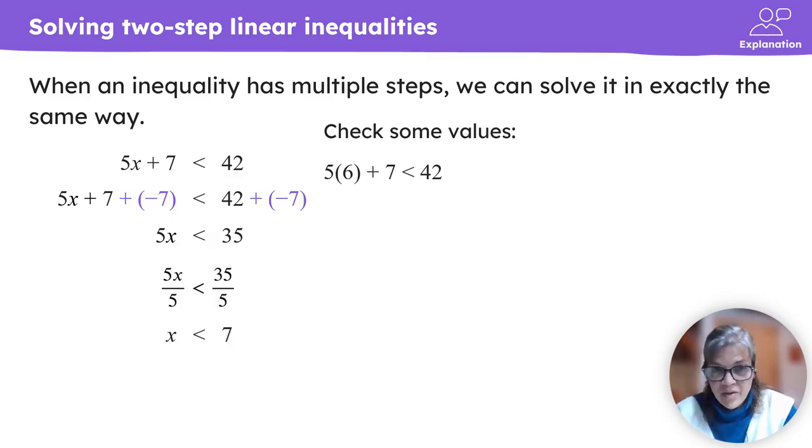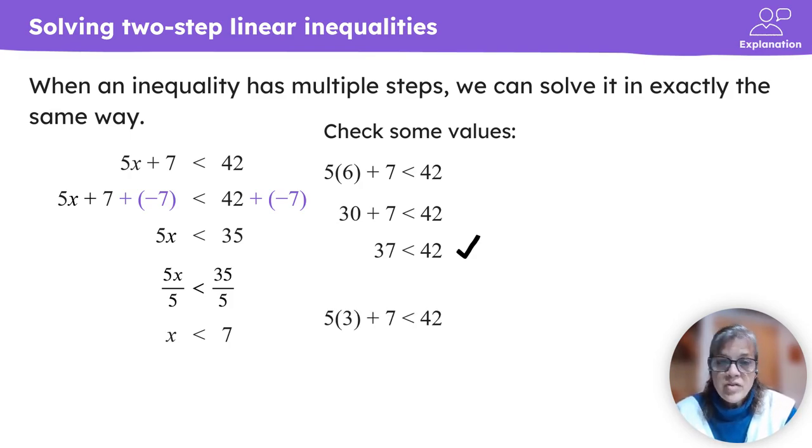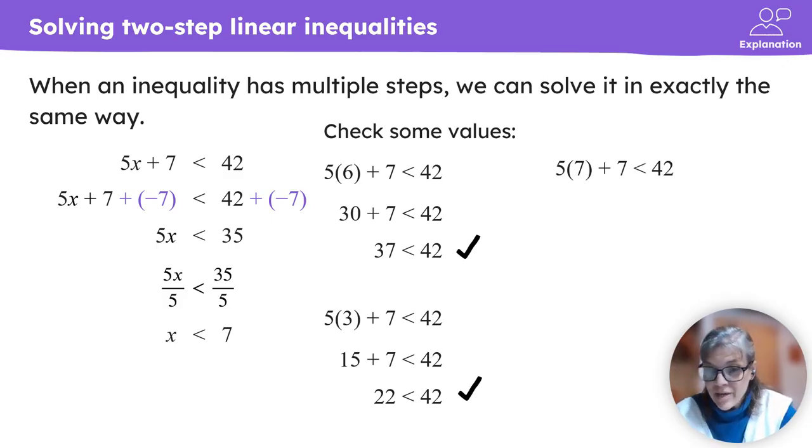You could check some values again. If I have to have something less than 7, let's try 6. And we can see, oh yeah, that works. Okay. If I try something really less than 7, it still works. The left side is less than the right side. If I try 7, I should get the same thing, which then is not less than 42, right?